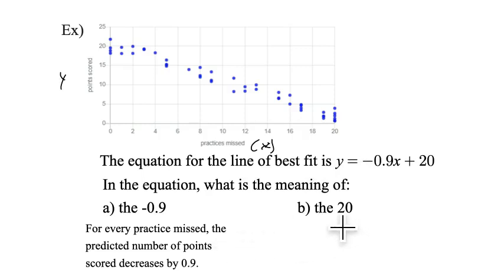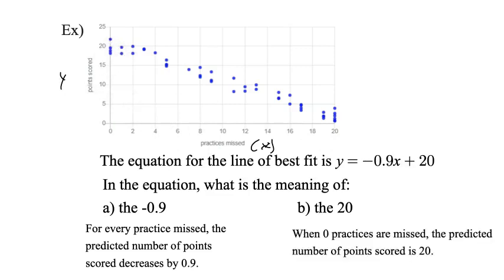Now the 20, that's the y-intercept, and that happens when there are 0 practices missed. So this line of best fit predicts that the number of points scored when we miss 0 practices is 20. Or we could say when 0 practices are missed, the predicted number of points scored is 20.